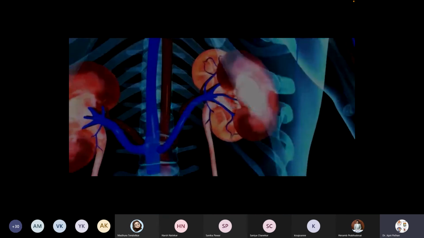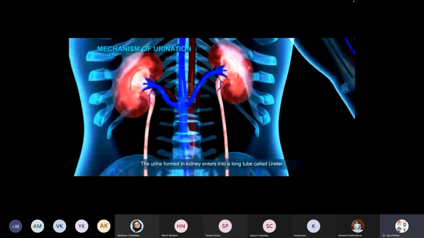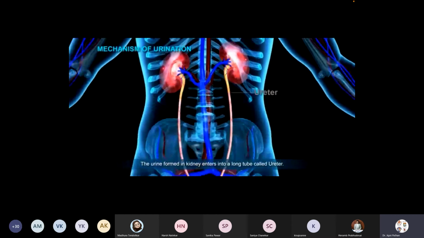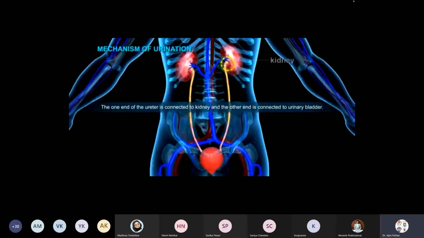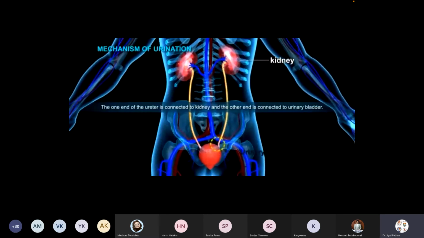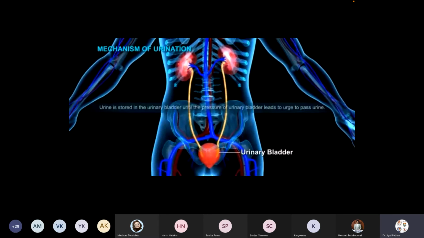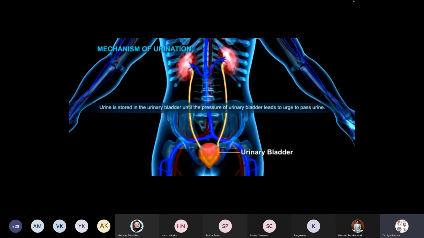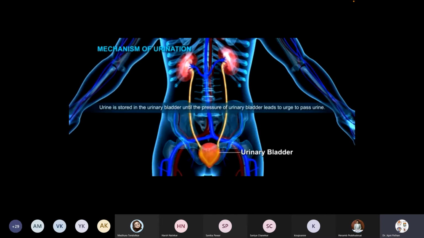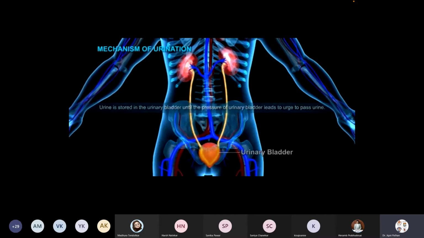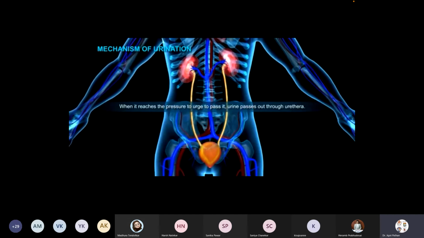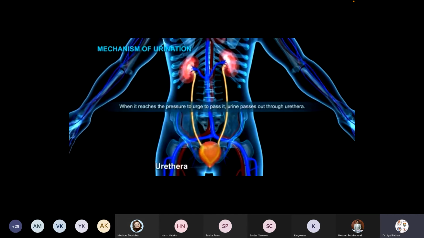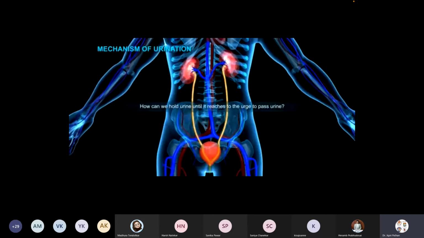Mechanism of urination. The urine formed in the kidney enters into a long tube called ureter. One end of the ureter is connected to the kidney and the other end is connected to the urinary bladder. Urine is stored in the urinary bladder until the pressure of the urinary bladder leads to the urge to pass urine. When it reaches the pressure to urge to pass it, urine passes out through the urethra.